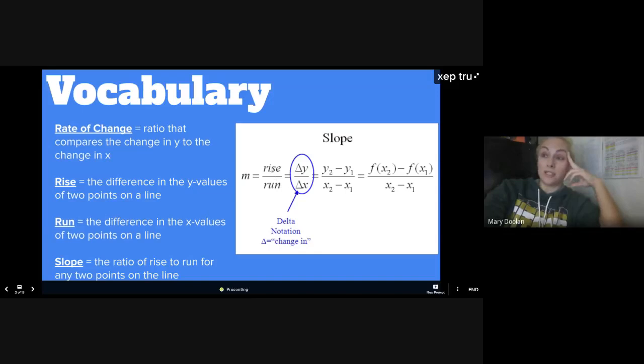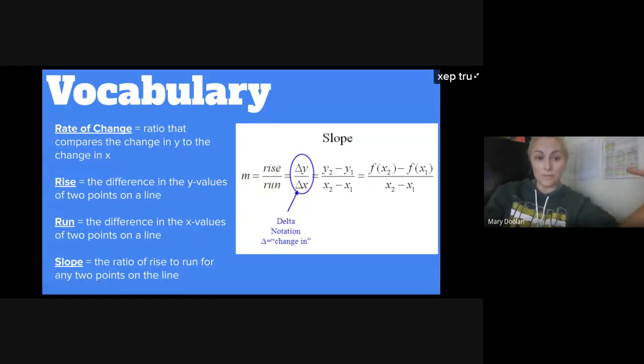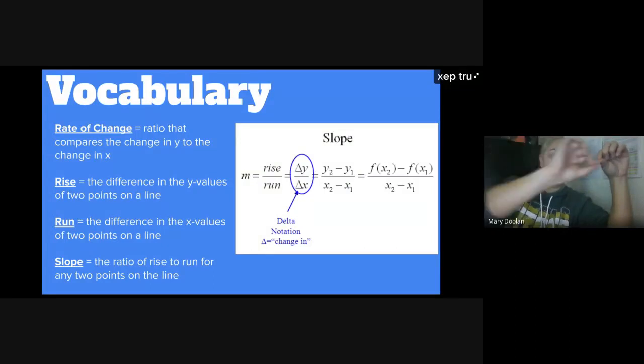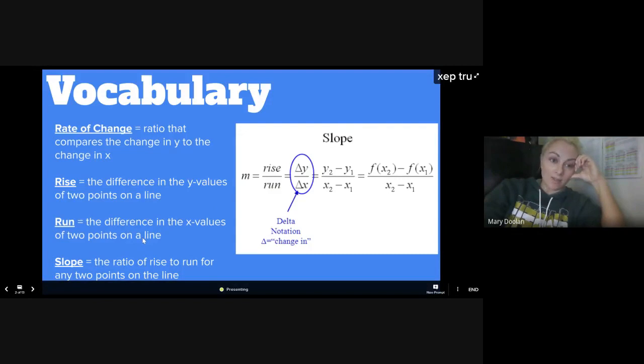Rise. So on this part of this big explanation of what slope is, rise over run. When you count slope, you have a visual picture. And you take any 2 points on that line, and you're counting how many units up and how many units over. That's rise. The rise is the difference in the y values, how much you rise. And then the run is how much you move horizontally. Okay, that's the difference in the x values. So slope is the ratio of rise to run for any 2 points on the line.